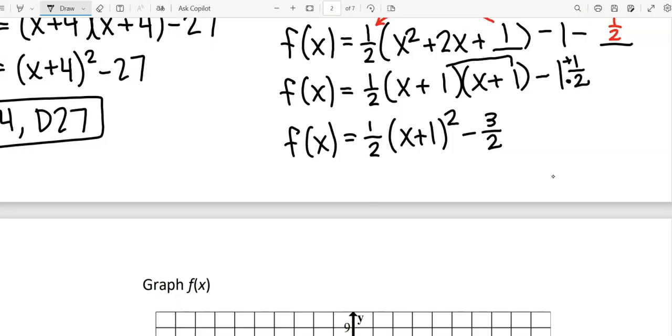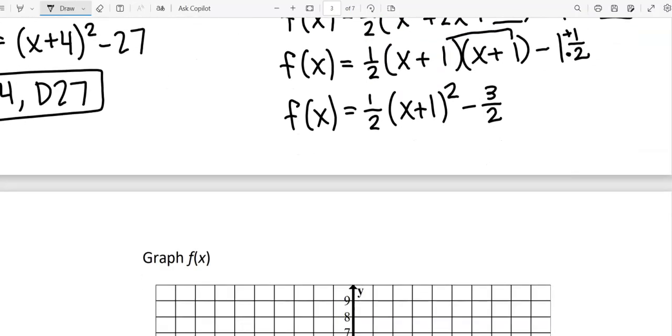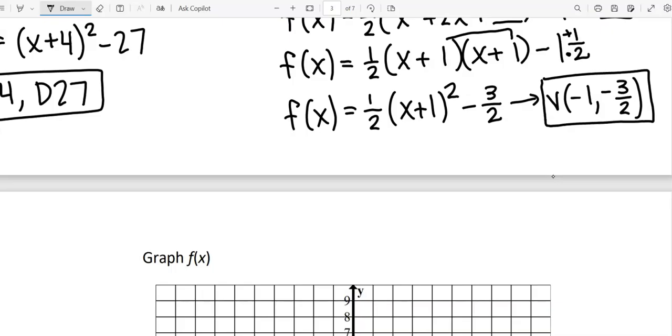Does this say list the transformations? No, it's just vertex form? Okay. Oh, no, it says find the vertex. What's the vertex? Good, -1 and -3/2. So remember that plus 1 on the inside is going to move you to the left. Let's take a short little brain break for maybe 3 minutes until 11:50, and then we'll finish 4 and 4.